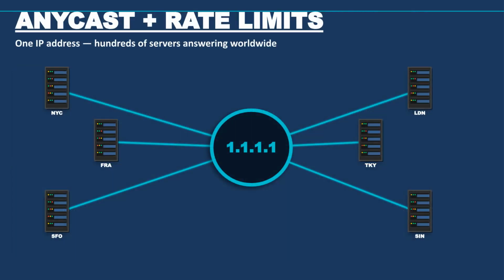Anycast routes a single IP address to hundreds of servers worldwide, providing redundancy. With rate limits, an attack hitting one region won't affect service, as other servers keep answering.